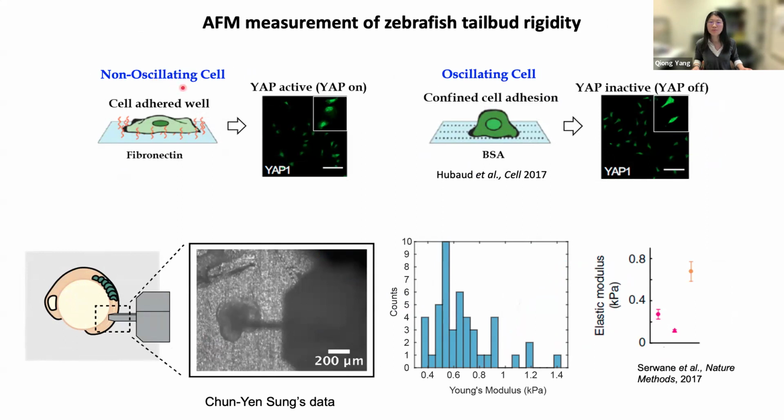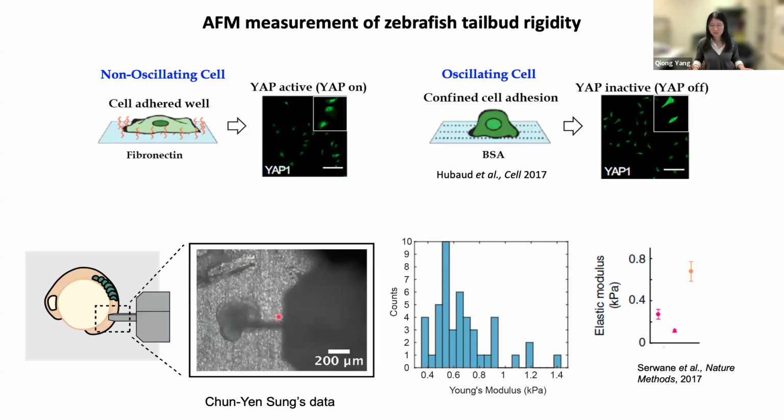So there has been a study in mouse TSM cells, and they found similar results. When they put the cells on the BSA coated surface, which is similar to pluronic coated, the YAP is inactivated. And if they put the cells on the fibronectin coated surface and the cells spread, the YAP is activated. And that seems also correlated with the oscillating behavior.